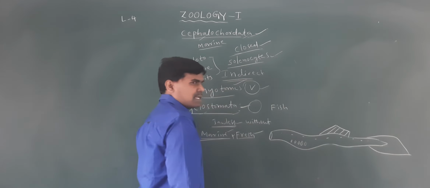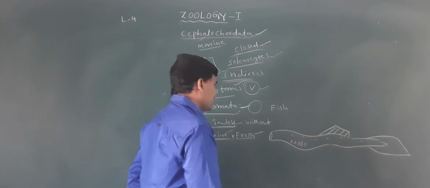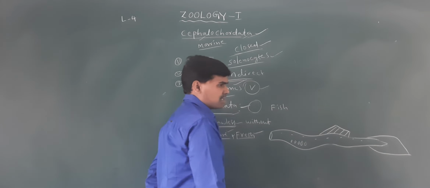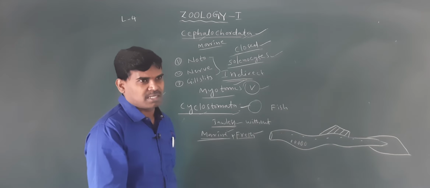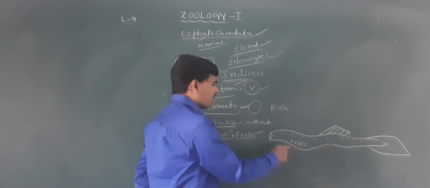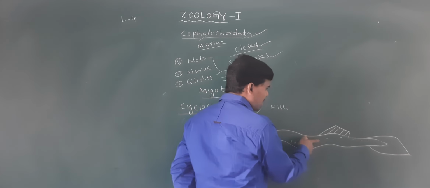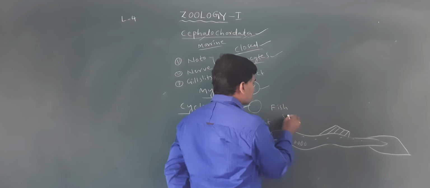The slimy body, the skin, has slime glands present, and it is without scales on the outer surface of the body.